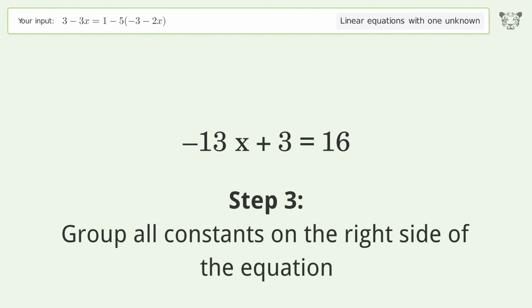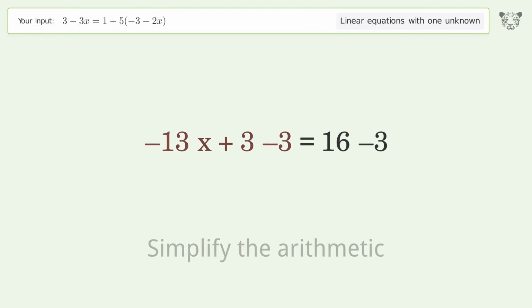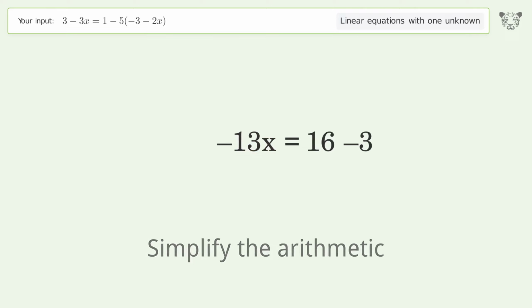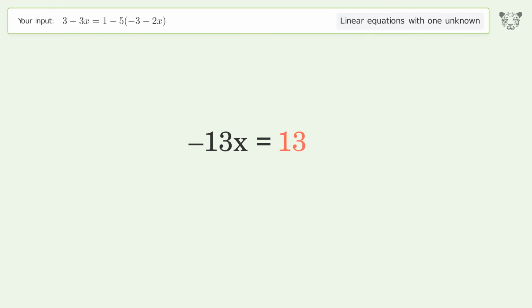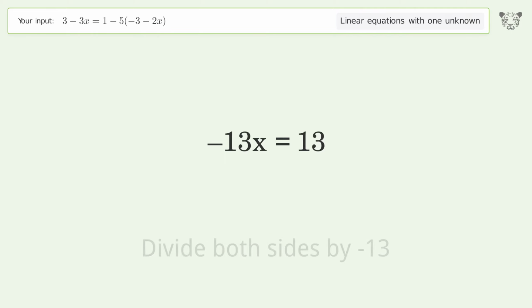Group all constants on the right side of the equation. Subtract 3 from both sides. Simplify the arithmetic. Isolate the x. Divide both sides by -13.